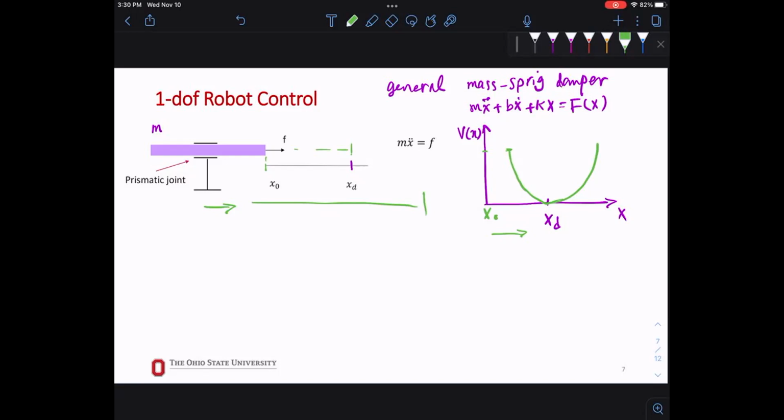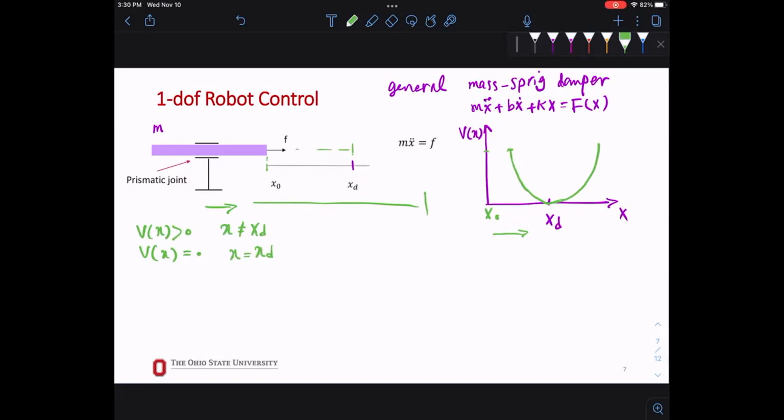So if I say, based on this, V of x, my potential energy is greater than 0 where I'm not at X desired. This is 0 when I'm at X desired. Just the definition. Now, for this system, I can define potential energy to be one half kp (x minus x desired) squared. Why am I doing that?